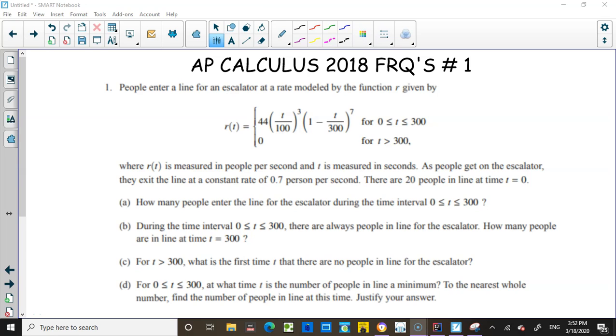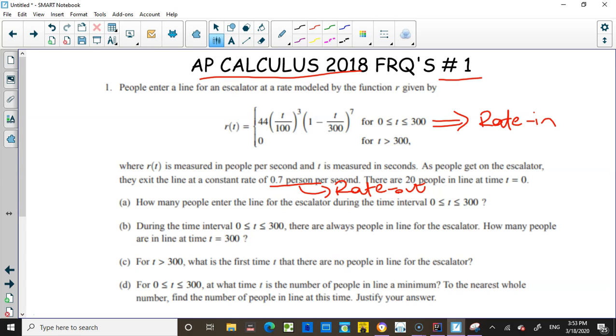In this video we're going to be talking about question 1 from the AP Calculus 2018 free response portion. In this problem, people enter a line for an escalator at a rate modeled by this given function. So this is going to be my rate in function. And as people get on the escalator, they exit the line at a constant rate of 0.7 per second. So this is my rate out function. Also, there are 20 people in line at t equals 0. All right, let's quickly dive into part A.